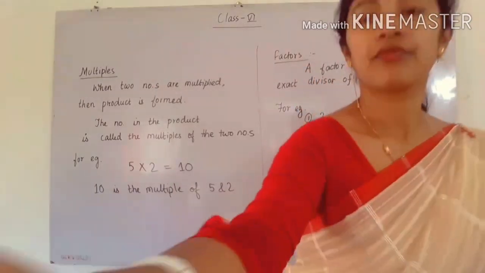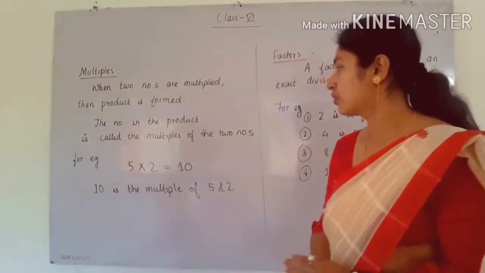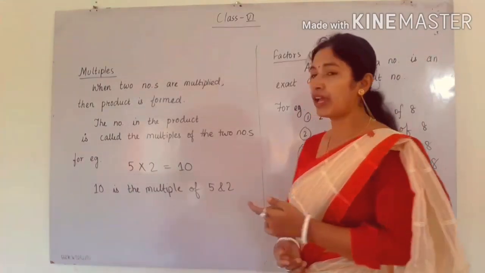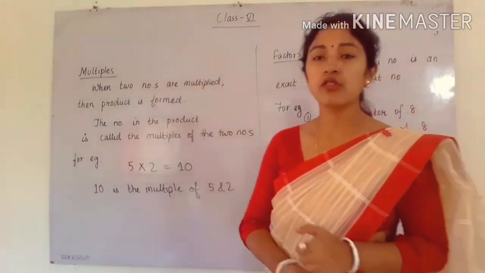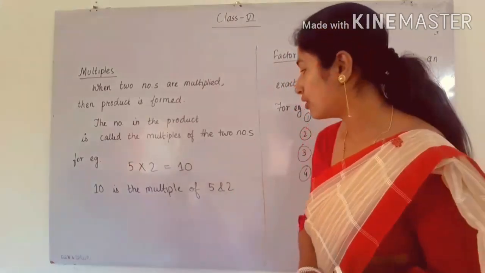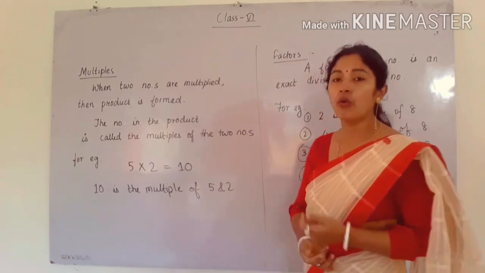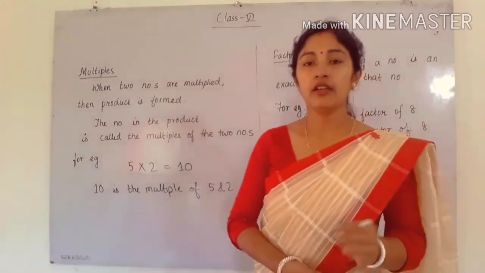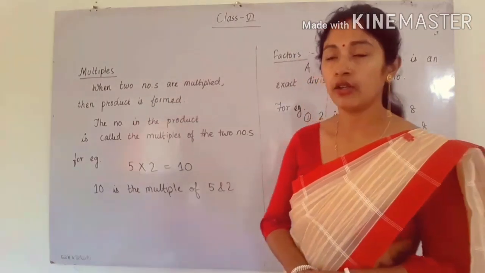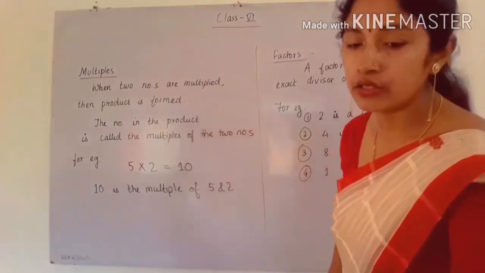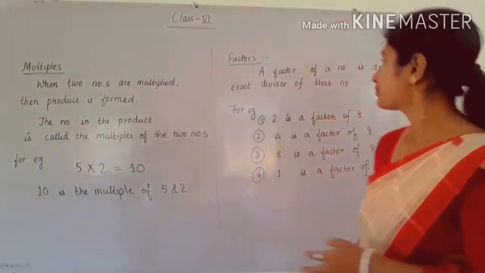So also we can say that when we multiply 10 and 1, we will also get 10. So we can say that 10 is also a multiple of 1, because when we multiply 1 with 10, we also get 10. This is called a multiple.